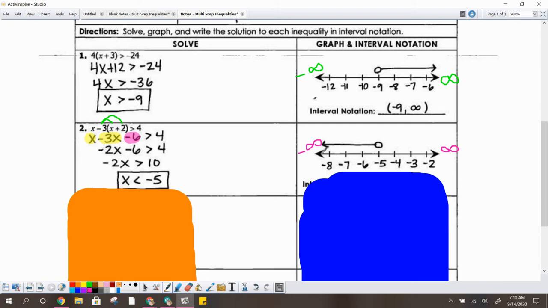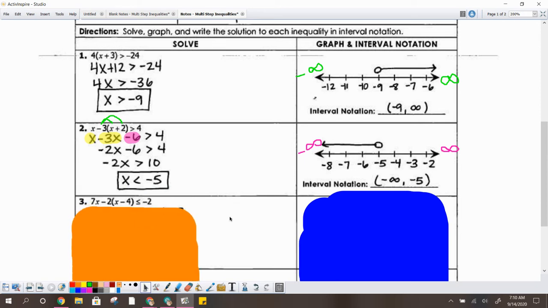So negative infinity, we're shading towards that. So we'll have a negative infinity with our parentheses, comma, the biggest part of our graph is this negative 5. So it'd be parentheses, negative infinity, comma, negative 5, and then also another parentheses because this is an open circle. Okay, so again, we're still using parentheses because we don't have anything that we are including just yet.